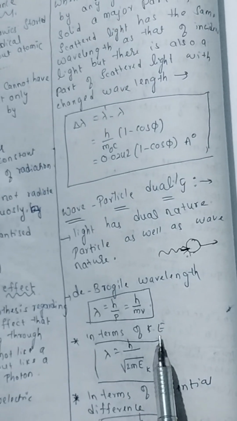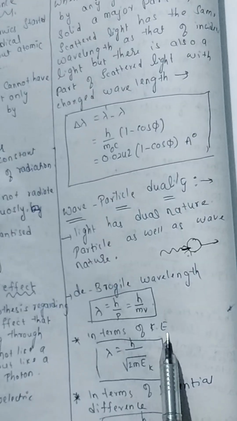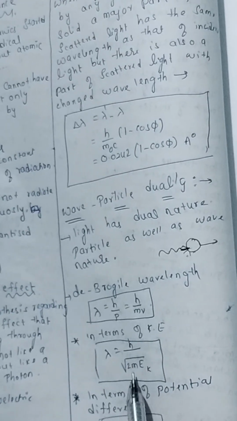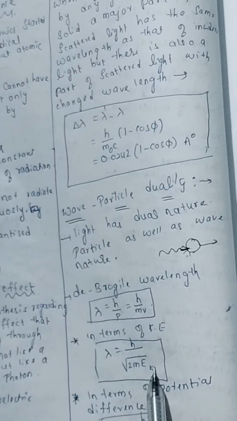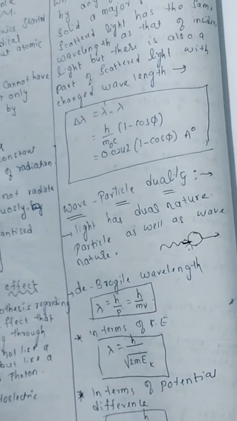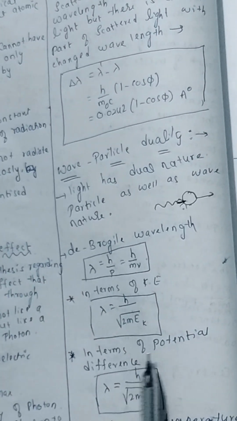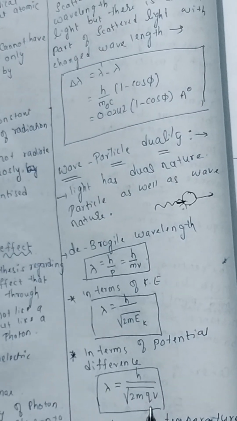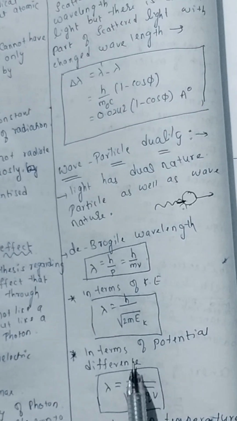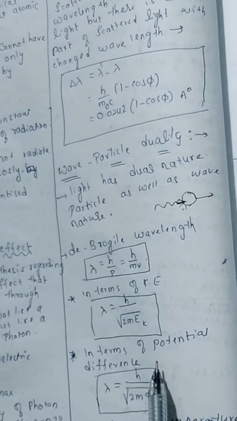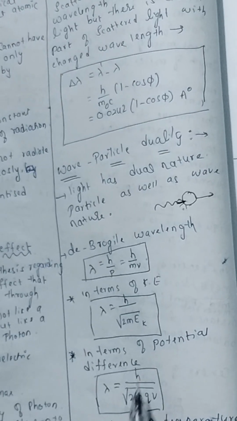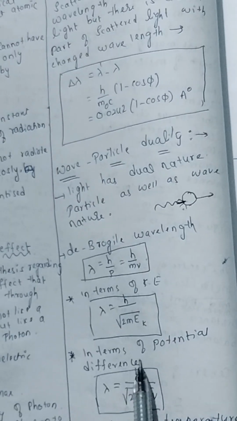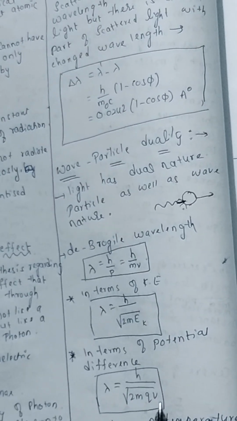First, let us write in terms of kinetic energy. Here, lambda is equal to h by under root 2m EK. Now next, let us write in terms of potential difference. If V is the potential difference and q is the charge of the charged particle, then lambda is h by under root 2m qV.